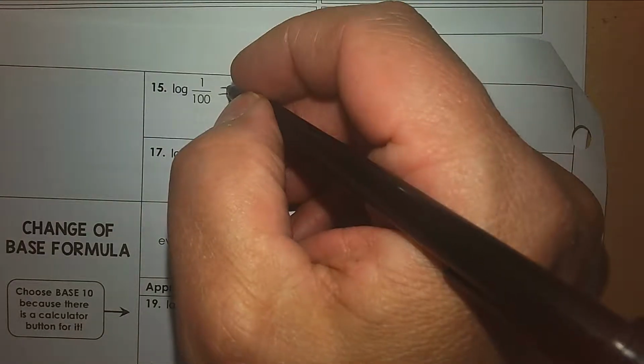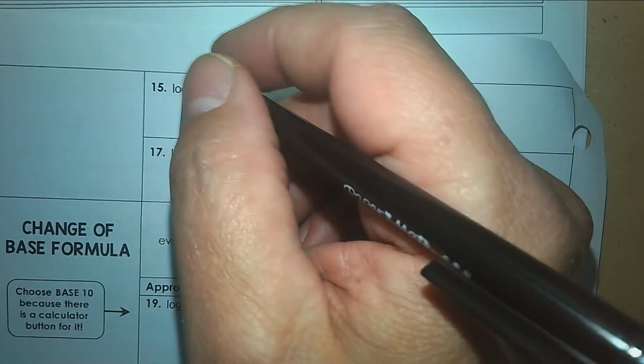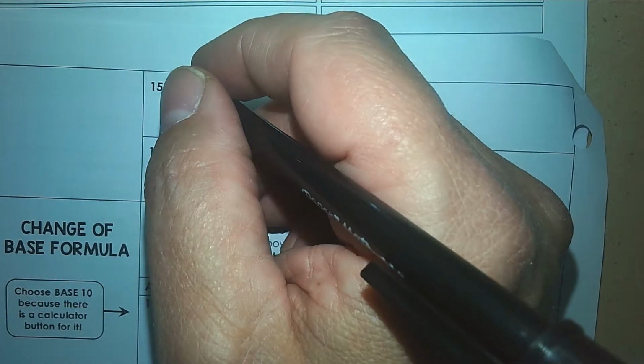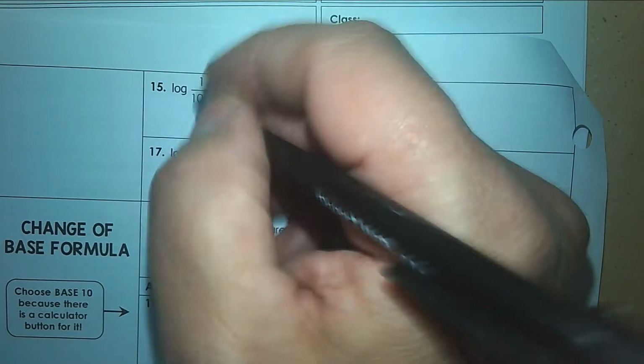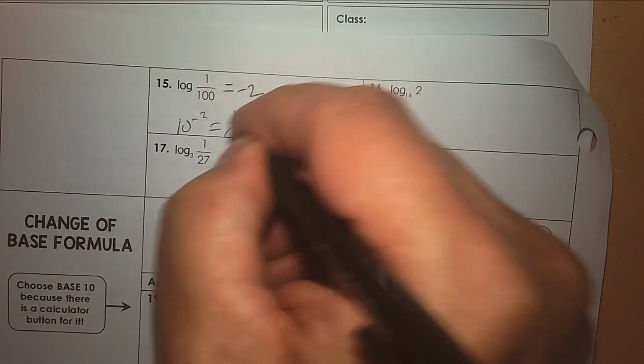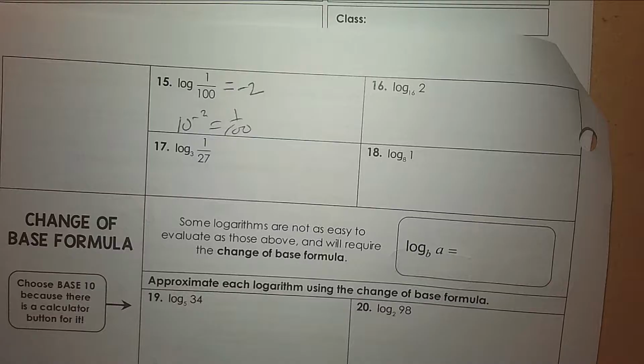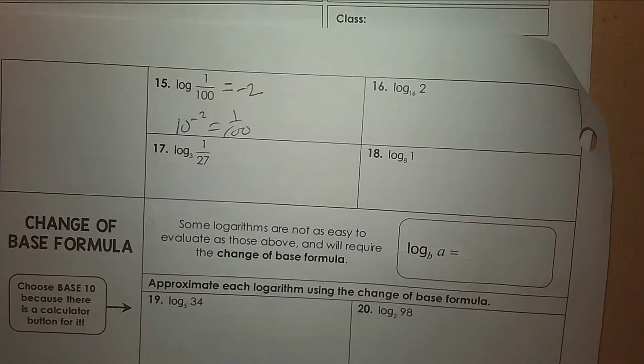-2. Are you telling me that you're that smart? That when you don't see a base, the number is 10, and the answer is 1 over 100, so the exponent must be -2, because 10 to the -2 equals that, right? Man, you're good. Kaylin, number 16.